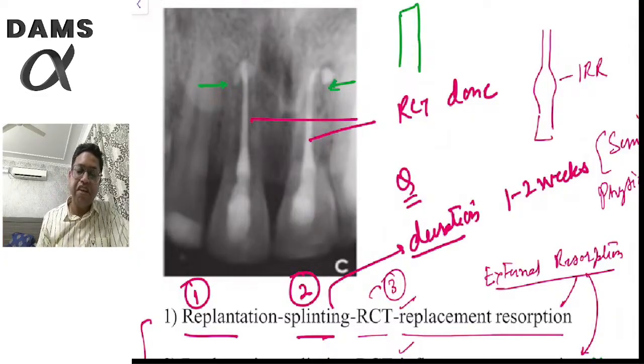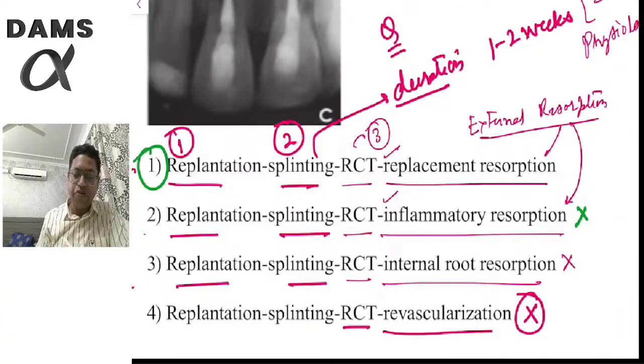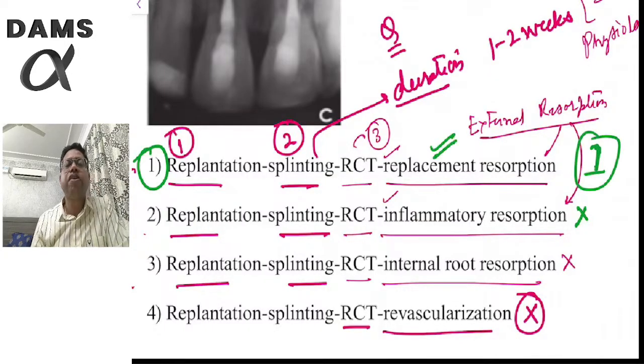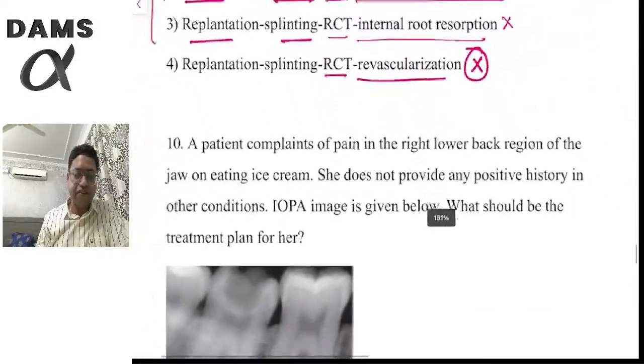In this case, we see completely formed roots, obturated roots, but some disturbance in the apical lamina dura. So it is option 1, the answer, the best possible outcome that is shown over here. Okay. I hope all of you have understood this.